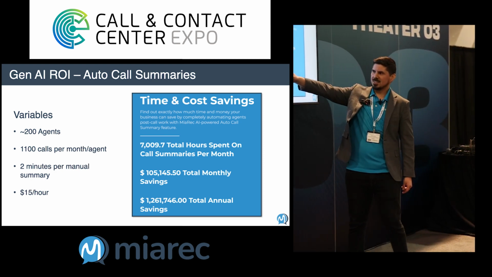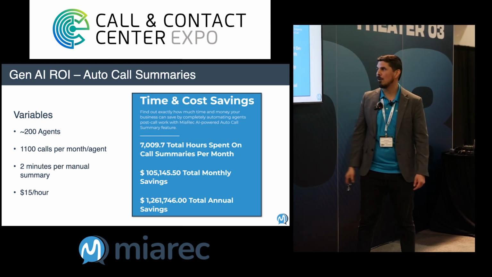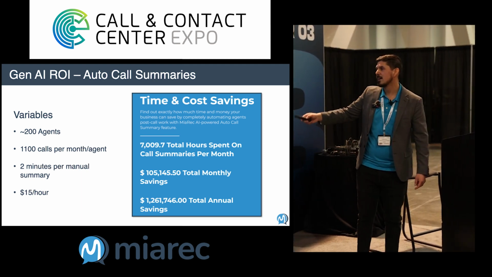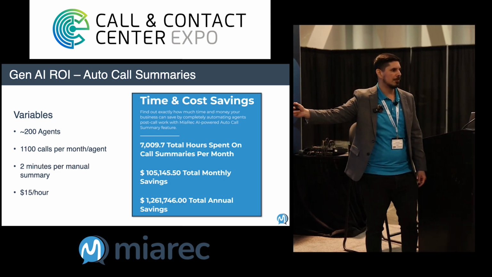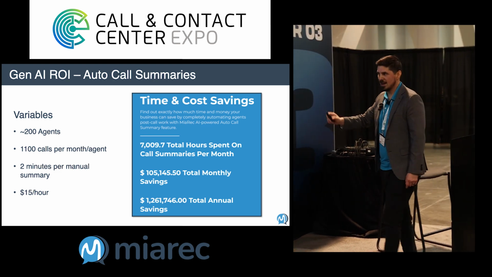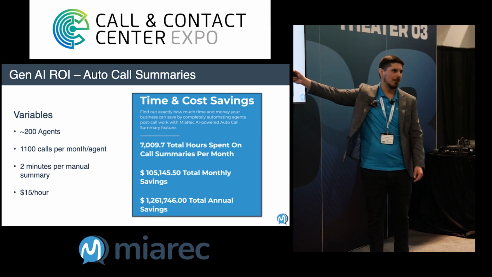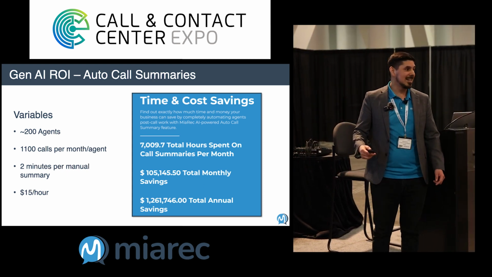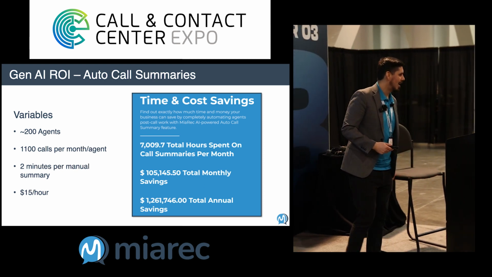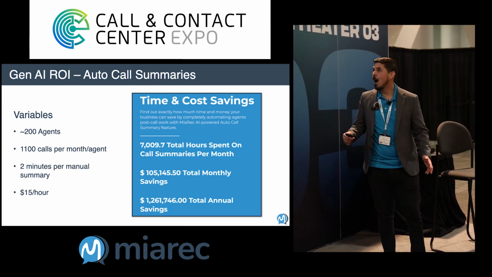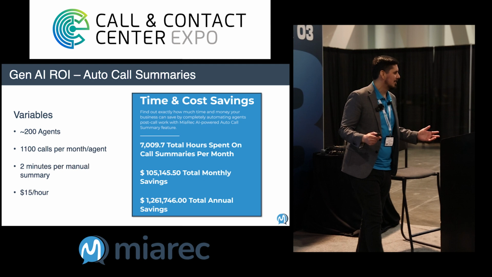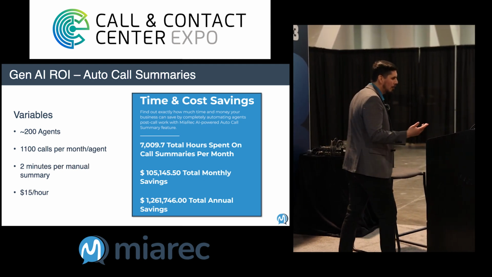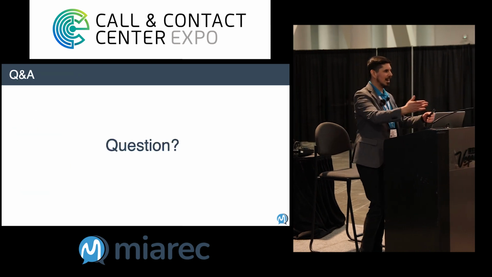And it takes them 2 minutes to write a summary, and they're paid $15 an hour. This is the ROI that you'll see from time saved in labor costs. It's $1.2 million for just this example. Not to mention you're saving 7,000 hours of time that they spend writing those summaries. So pretty intense with regard to the ROI on Gen AI. But that's pretty much everything I wanted to talk about with AQM and Gen AI. So I'll open it up for questions now.